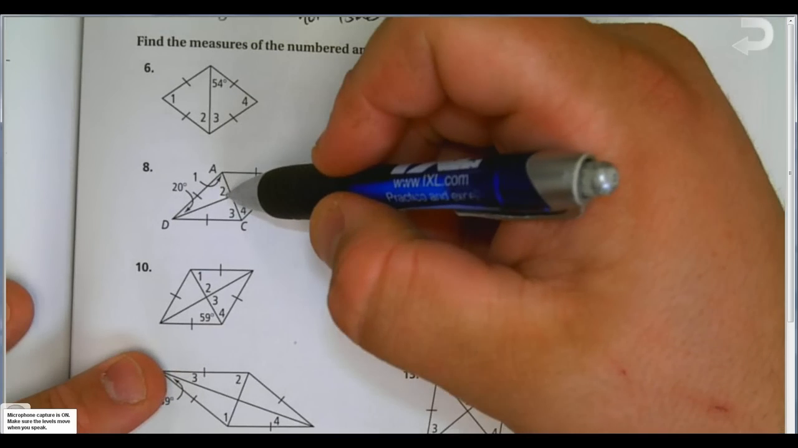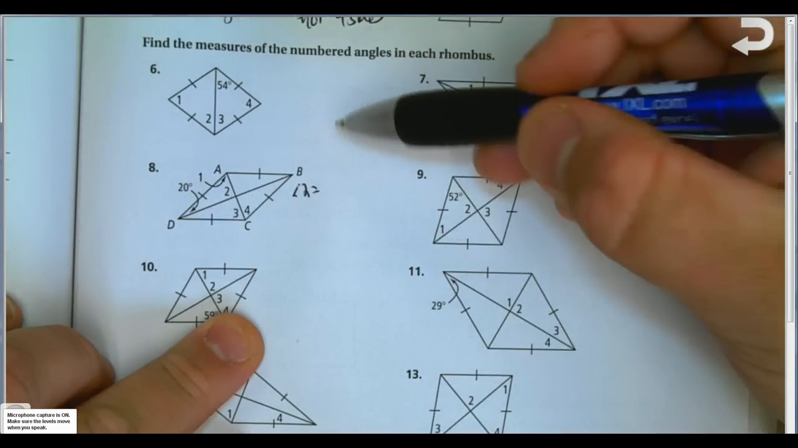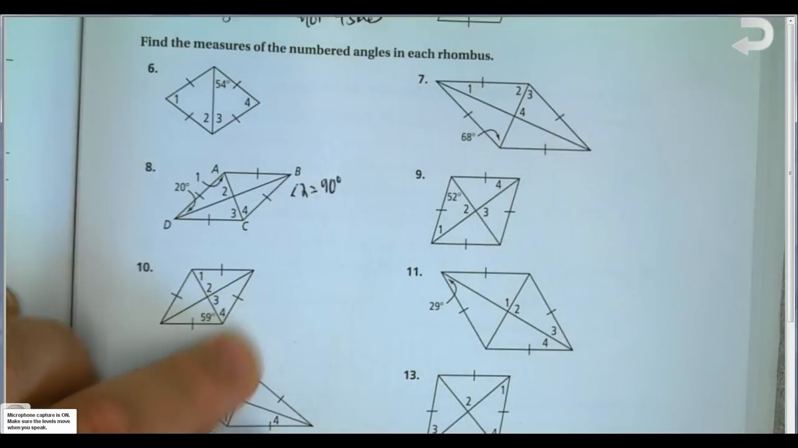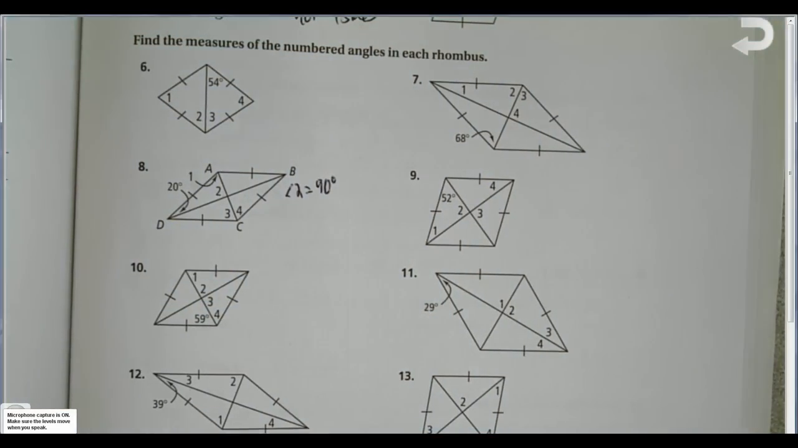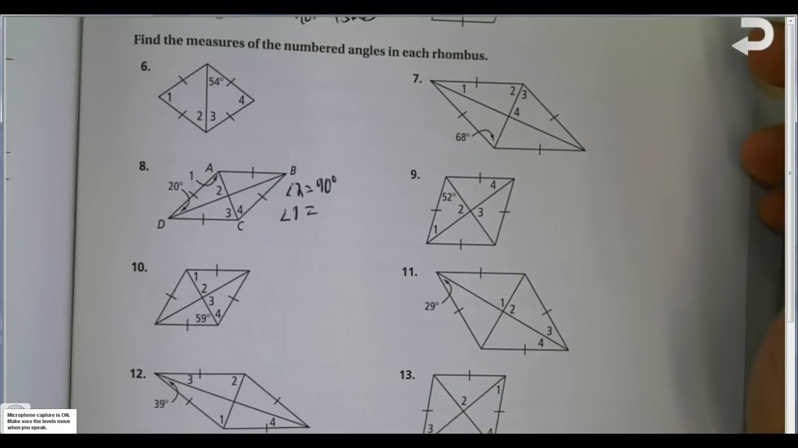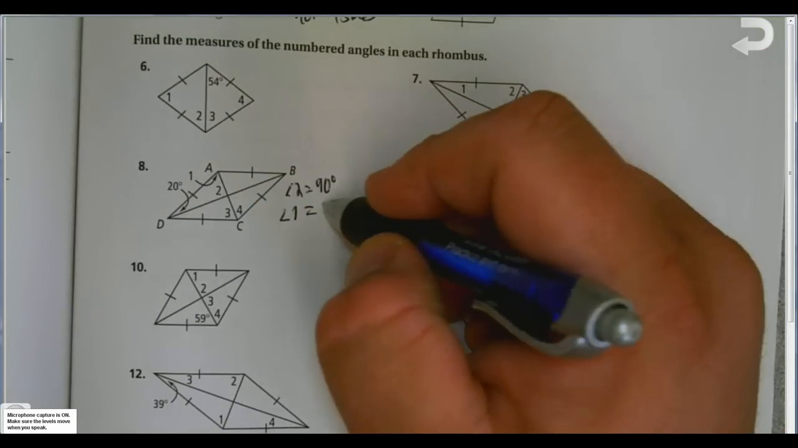I'm going to start with angle 2. The reason why I started with angle 2 is because angle 2 is in a rhombus, and so angle 2 is 90 degrees. And I bet you're like, okay, well now I'm done. Except I can figure out angle 1 because angle 1 is part of a triangle, okay? And how many degrees are in a triangle? 180. And so angle 1 has to be 70 degrees.